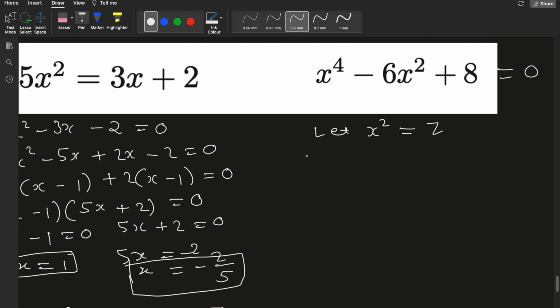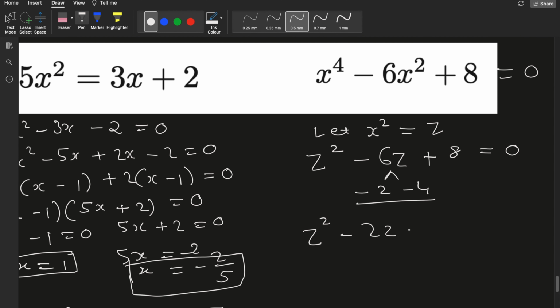So let's do that. So this would be z squared minus 6z plus 8. Over here we can split the middle term into -2 and -4. On multiplication we get 8. So we can use this. So we get z squared minus 2z minus 4z plus 8 equals 0. And then we can factorize it.